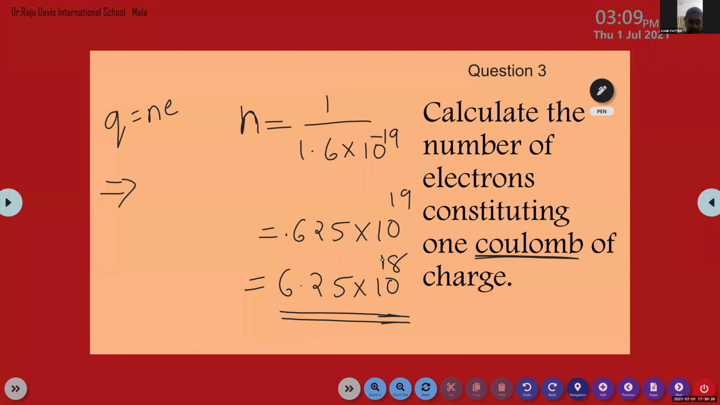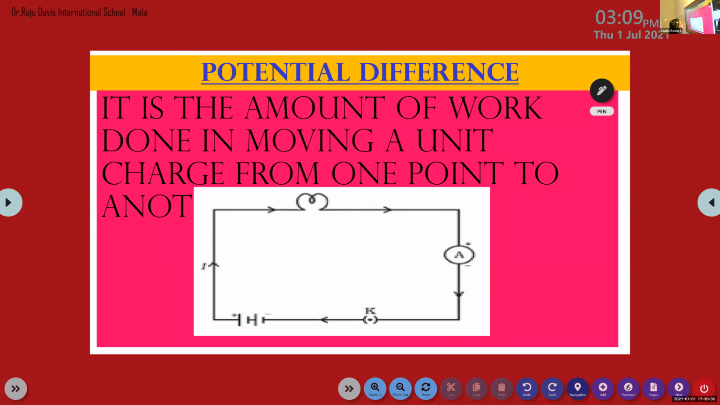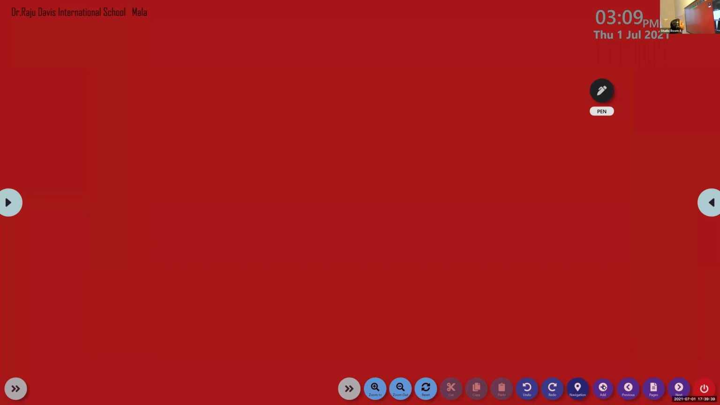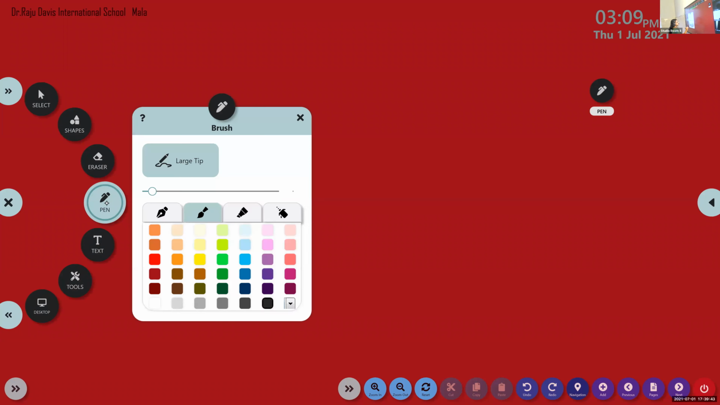Okay. Yes, ma'am. All right. So now we can move to another topic. The next topic is potential difference. All of you write the next heading. Potential difference.